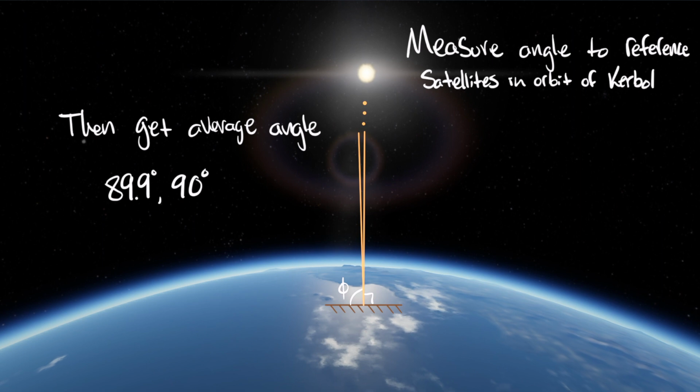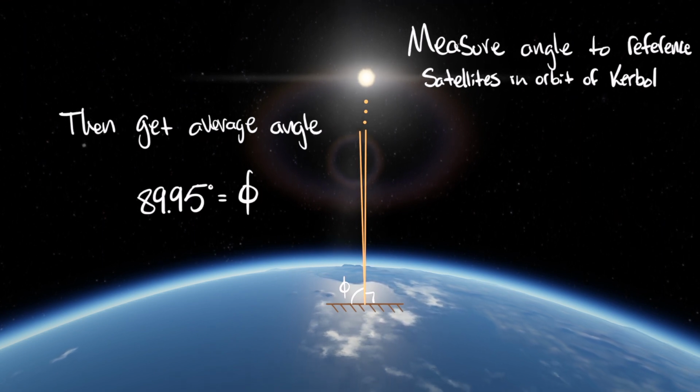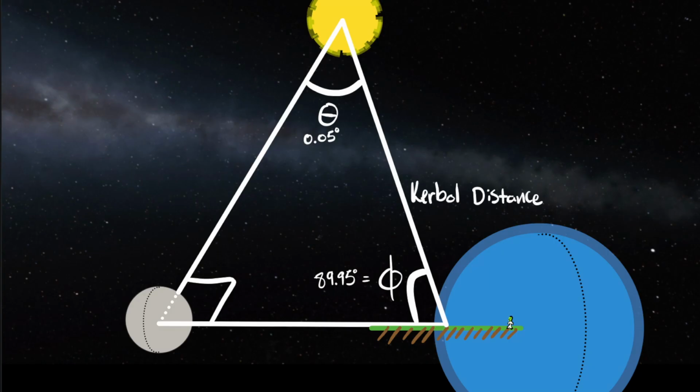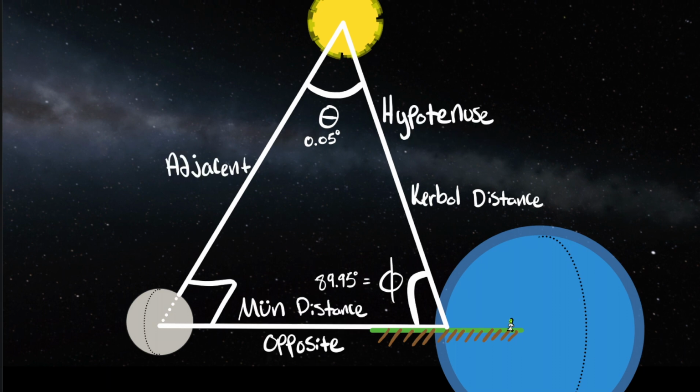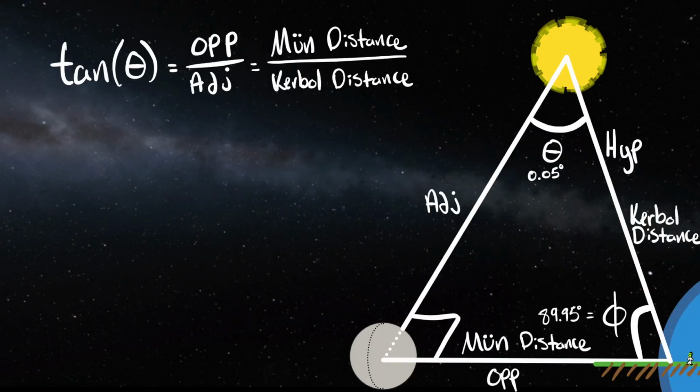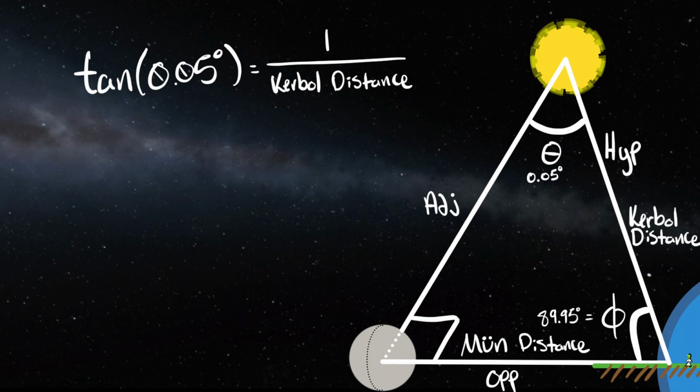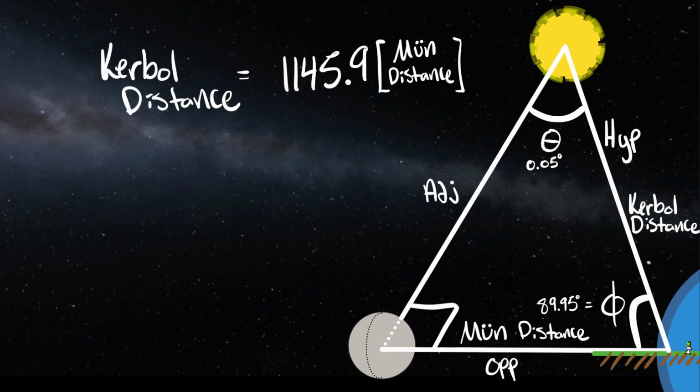We calculated an average phi value of 89.95 degrees. Using trigonometry, we get that the tan of theta is equal to the moon's distance over Kerbal's distance. We then found the distance to Kerbal is 1146 times the moon's distance from Kerbin.